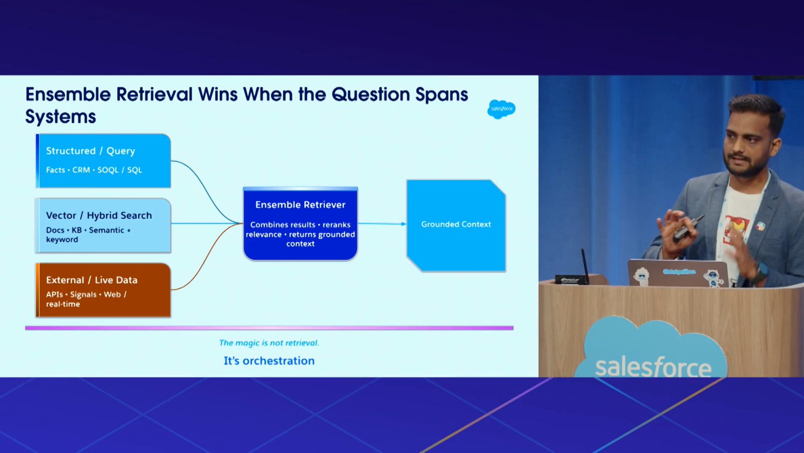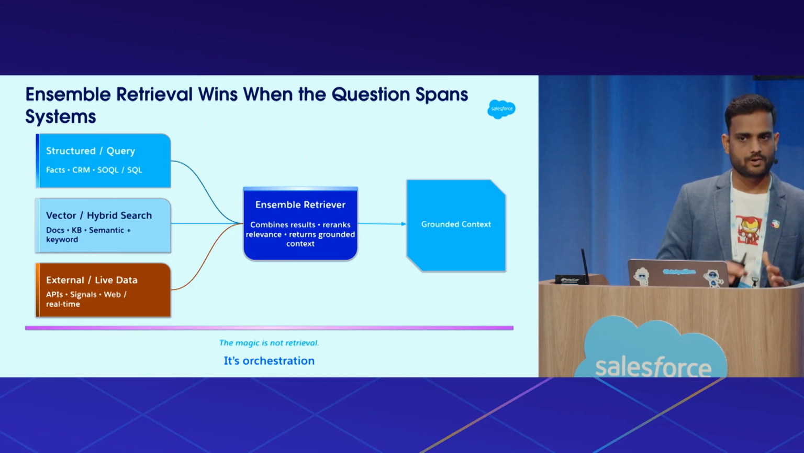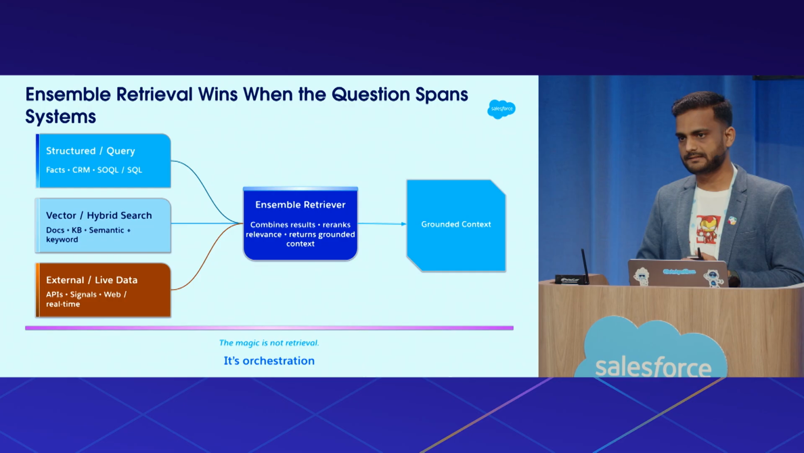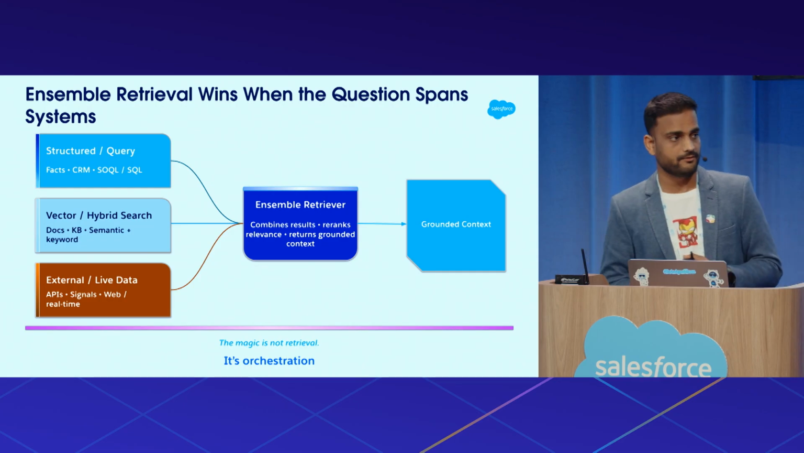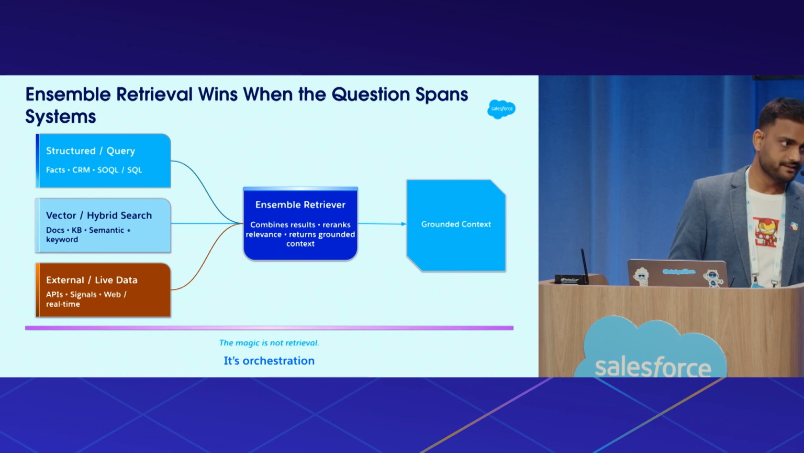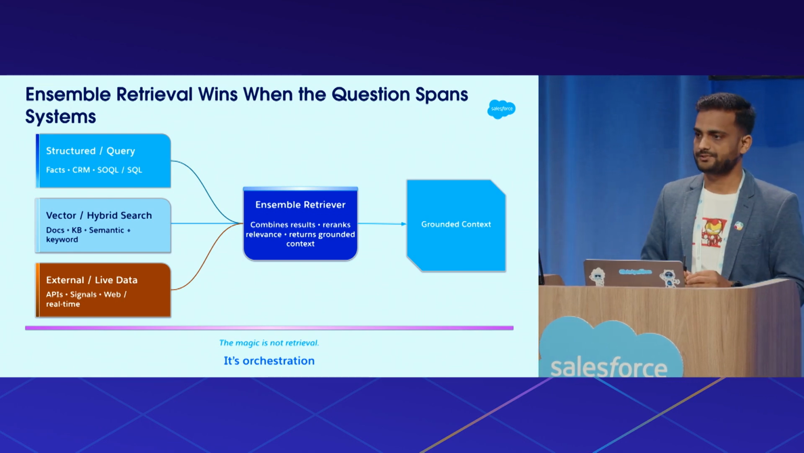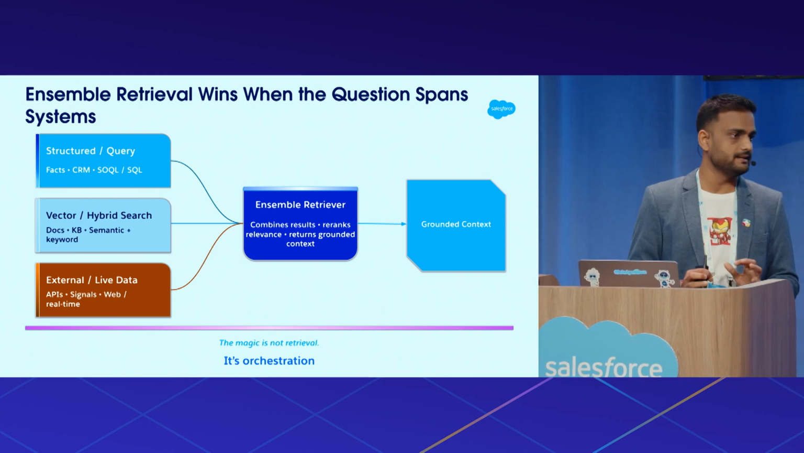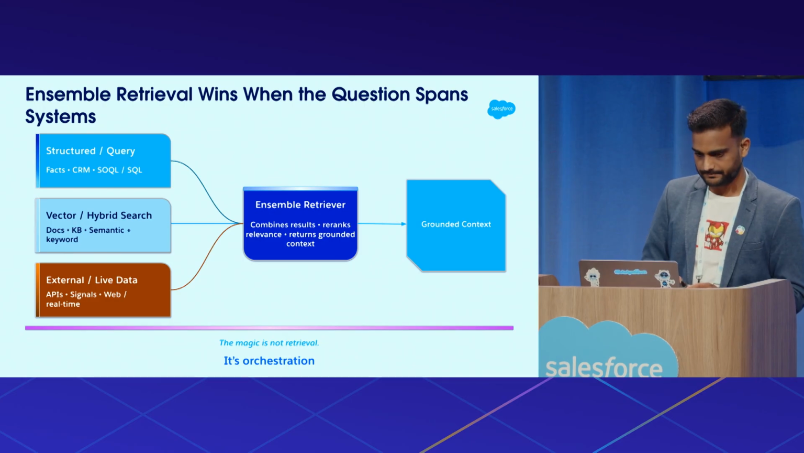So once you send that information to your agent, it cannot hallucinate. It will provide the better and accurate result that we have been looking for since days. The magic is not retrieval, it is the orchestration, how we are orchestrating and sending the data to our LLM.